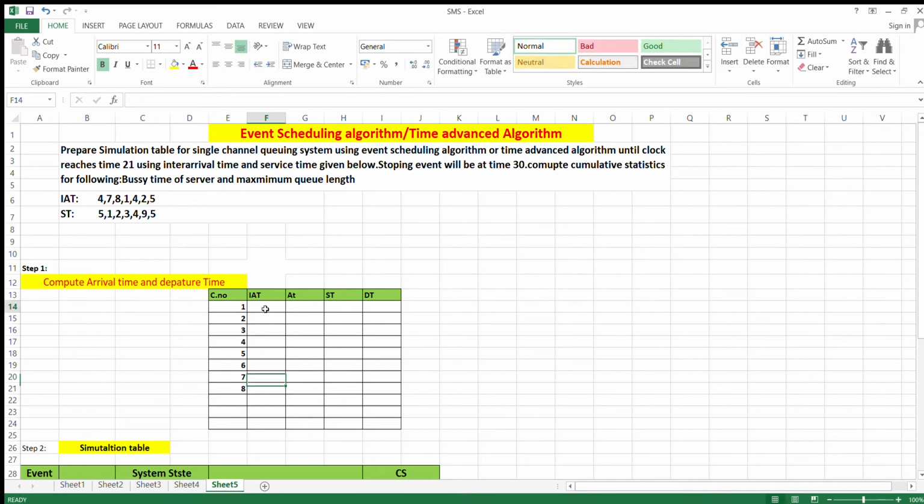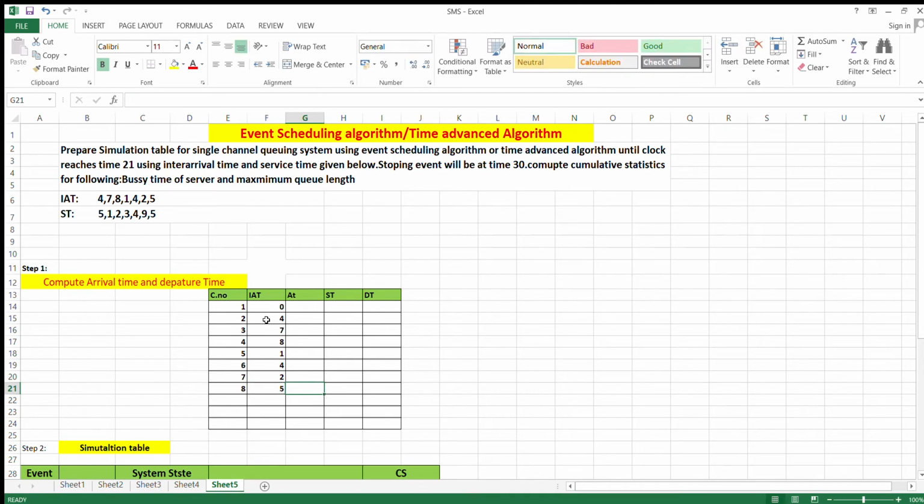Then the inter-arrival time for the first customer will always be a dash. Okay, instead of a dash I will write 0. Second customer is 4. Third customer 7. Fourth customer 8. Then 1, 4, 2, 5.